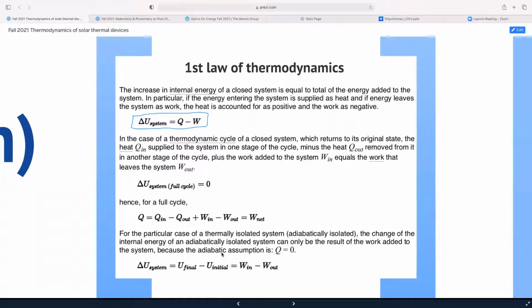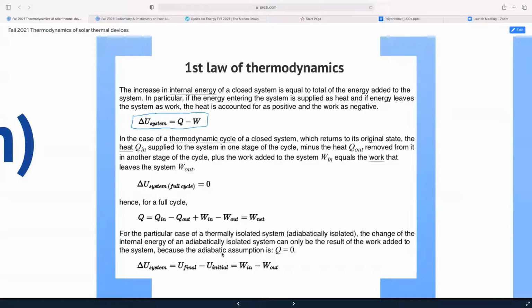Now we need to understand what the internal energy means. In the case of a thermodynamic cycle of a closed system, it returns to its original state. Now, what does that mean? Remember in the heat engine, we talked about a cycle. In the internal combustion engine, you had the 4 strokes. You came back and repeated it. So that's coming back to the initial state, okay?